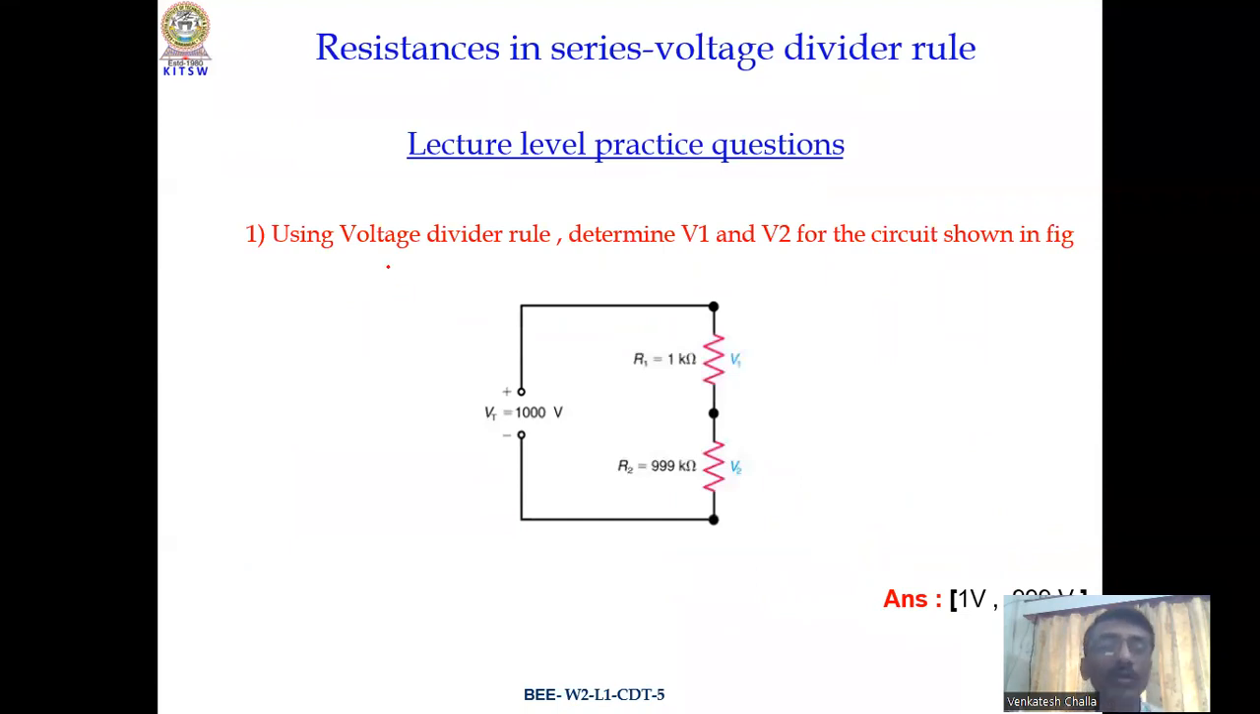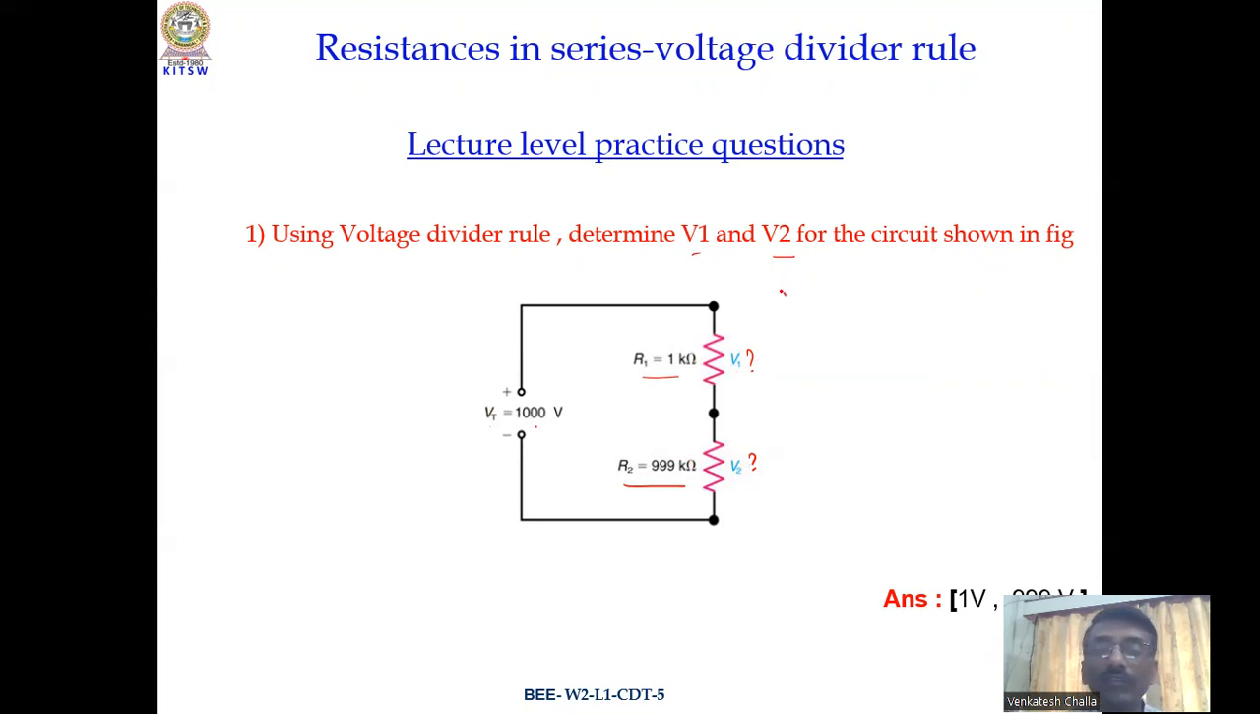So let us now solve problems. Using voltage divider rule, determine V1 and V2 for the circuit shown. Here the total voltage is 1000 volts. We have to find V1 and V2. R1 is 1 kilo ohm, 1000 ohms. R2 is 999 kilo ohms, that means 999 into 10 cube ohms.